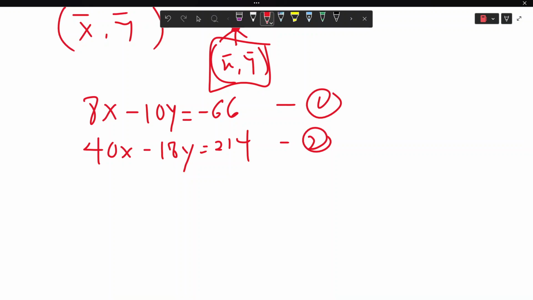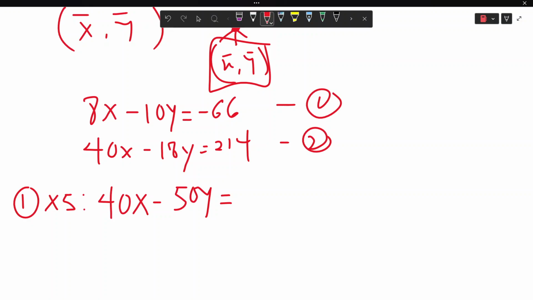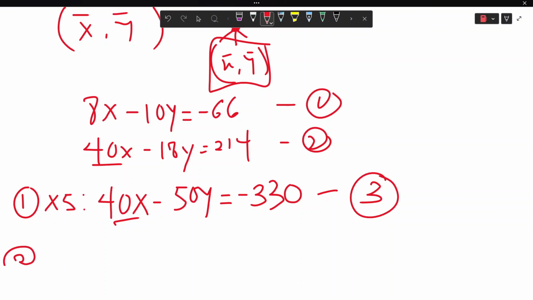So we are multiplying equation 1 by 5. Equation 1 times 5: 8 by 5 gives 40x, minus 10 by 5 gives 50y, and negative 66 by 5 gives negative 330. So let's call this equation 3. Now I'm doing the method of elimination, so I'm saying equation 2 minus equation 3.